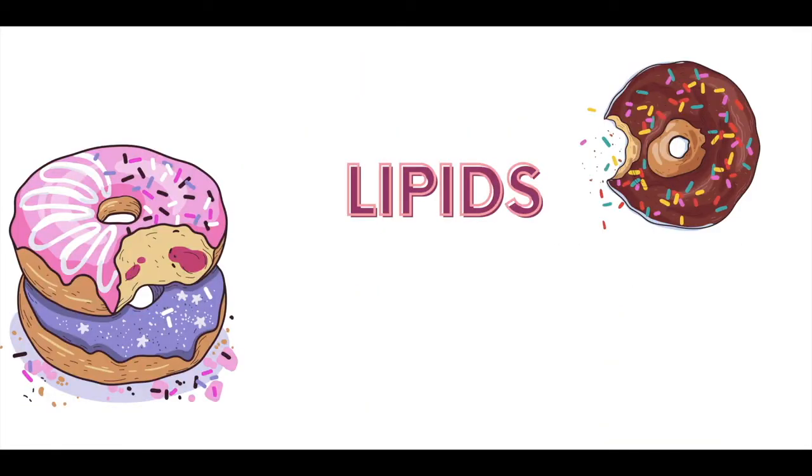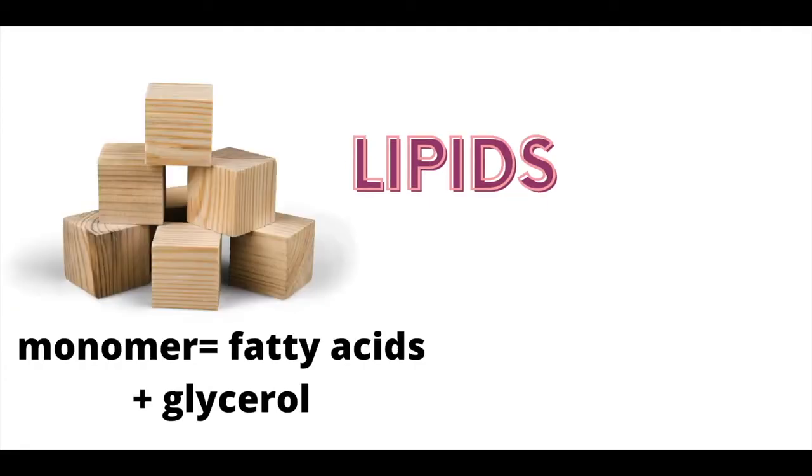So next we have our lipids, and remember that the monomer of the lipids is fatty acids and glycerol. These are the building blocks of lipids. It's what makes up the lipids. So we're going to go into a lot more detail with the lipids because there's a lot to know here. So hang in there, guys. If you're not already bored, you might just get bored here. So just hang in there.